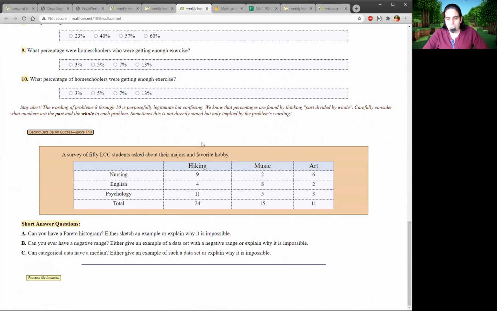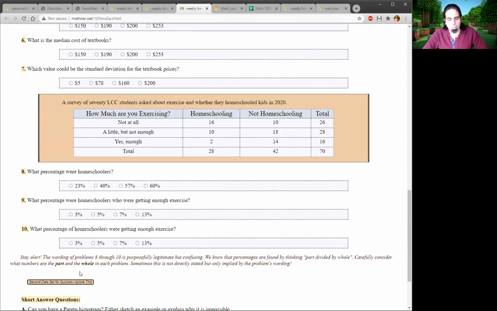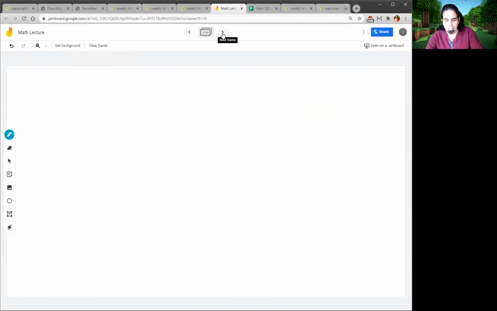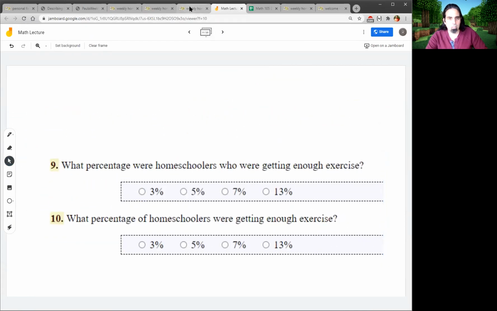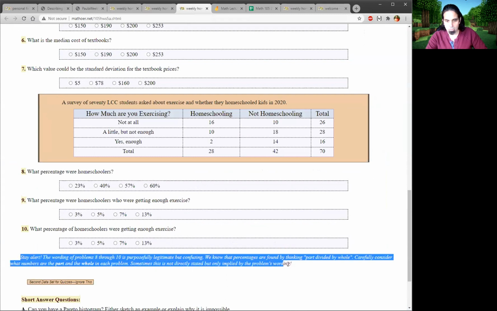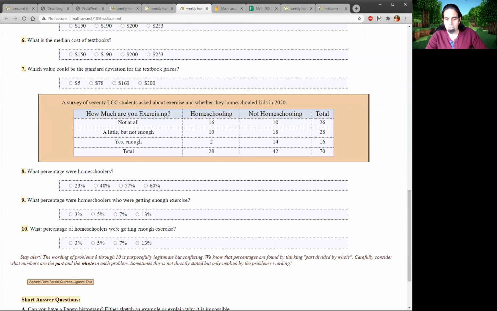But they're a little more obscure because things are broken up too much. And part of it is the part and the whole are often hidden. We had to talk about how in problems 9 and 10, they were purposefully confusing. And someone encouraged me to add a little bit of text to the bottom here. Stay alert. The wording is legitimate but confusing. We know that percentages are thinking part divided by whole. Carefully consider what numbers are part and whole for each problem. Sometimes it is not directly stated, but only implied.